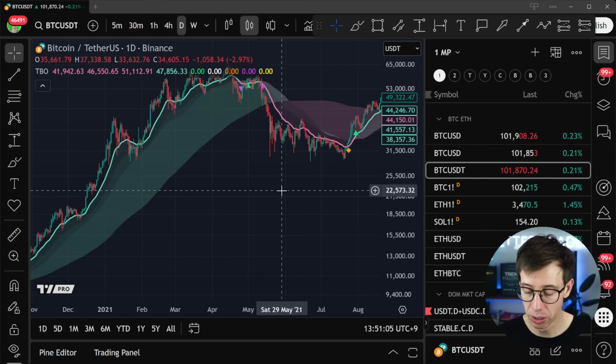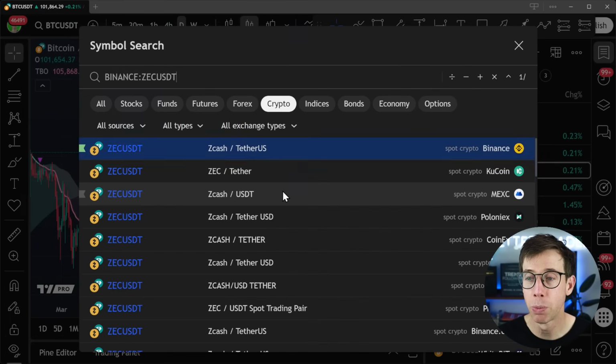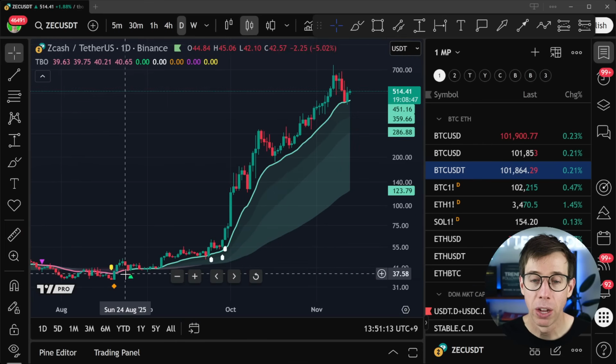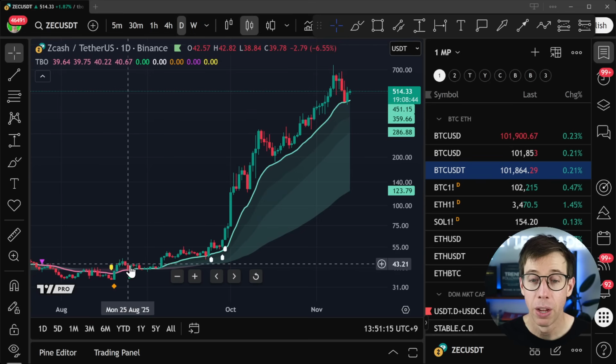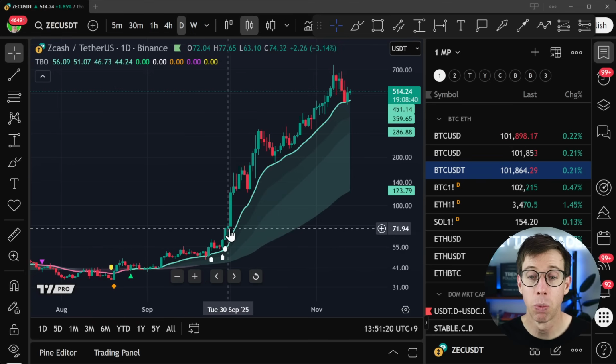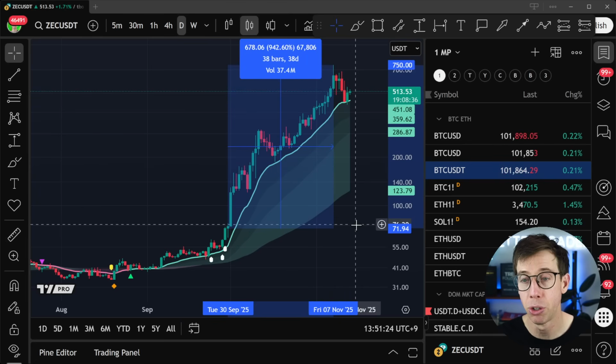And it's not just all these moves that have previously happened. If we go to Zcash, which is pumped recently, guess what? Same exact setup. Not only do we have our closed short, we have our open long, then we get our breakouts on the daily time frame telling us, watch out, this thing's really going to explode. After the breakouts, it pumped 942%.